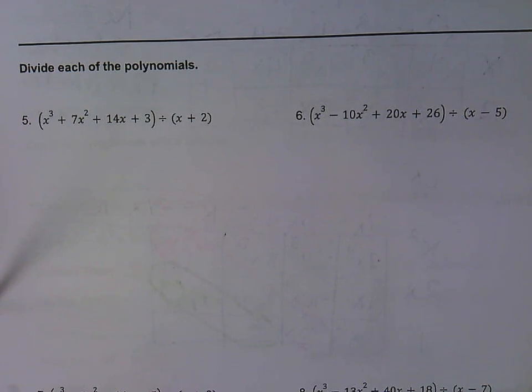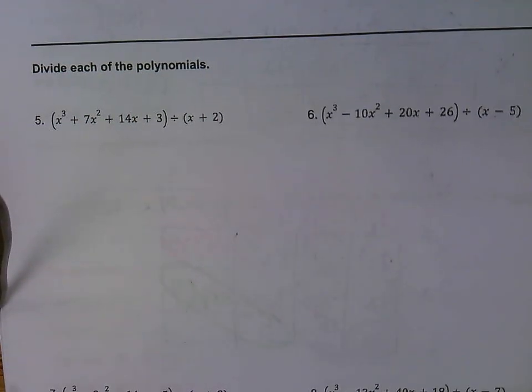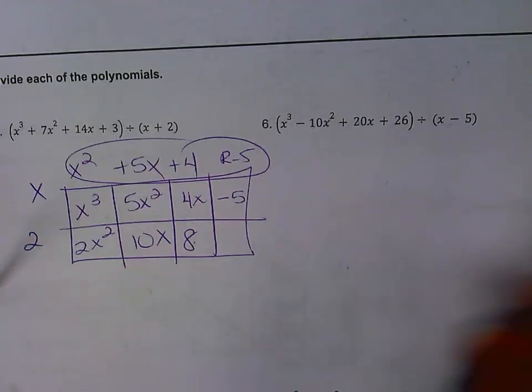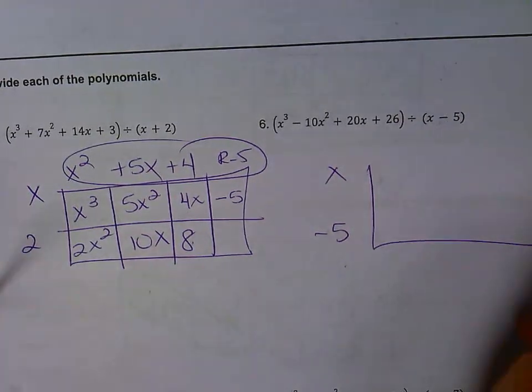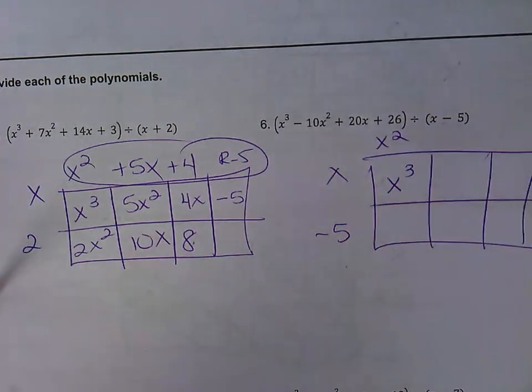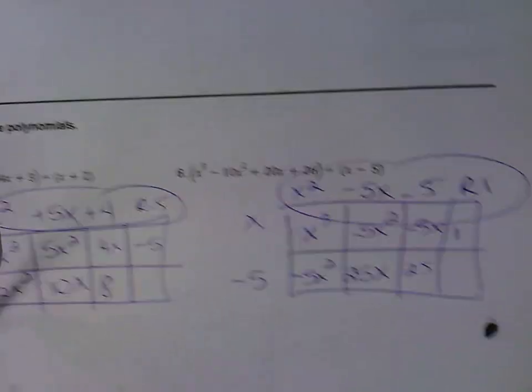And try 5 and 6. How about after we do our little game at the end? You're trying 5 and 6. That's the answer to number 5. That's the answer to number 6.